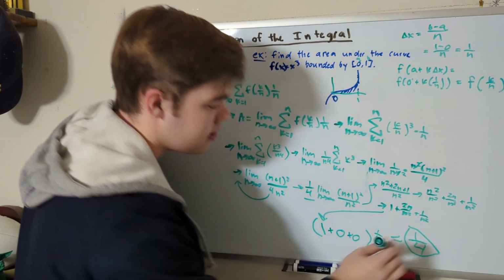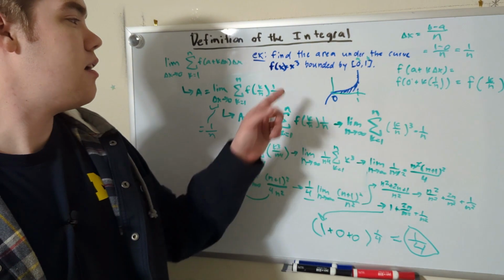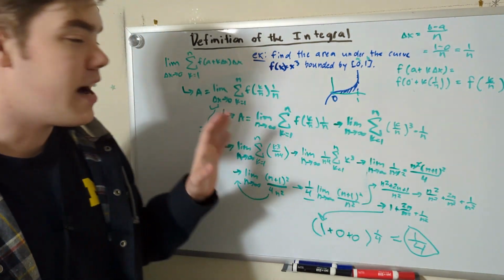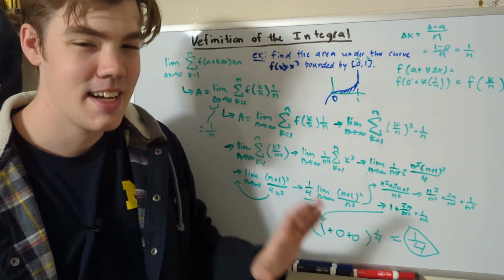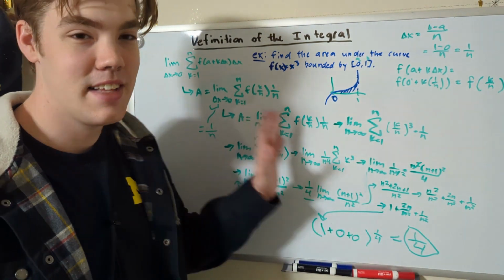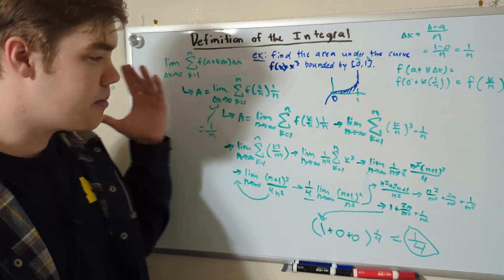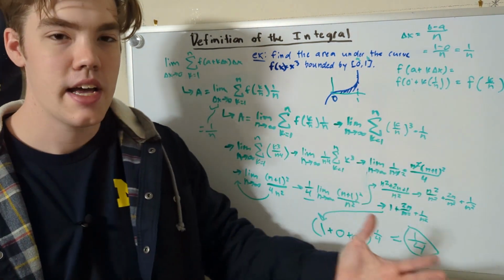That's the area under our curve of f of x is equal to x cubed bounded by 0 and 1. I know that was a lot of work, but trust me, integrals are not nearly this difficult. We will not be using the Riemann sum over and over again, but this Riemann sum shows you how integrals work and what they are.